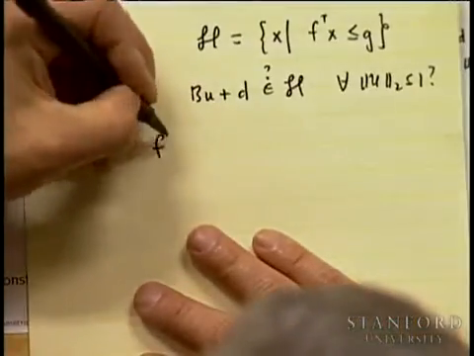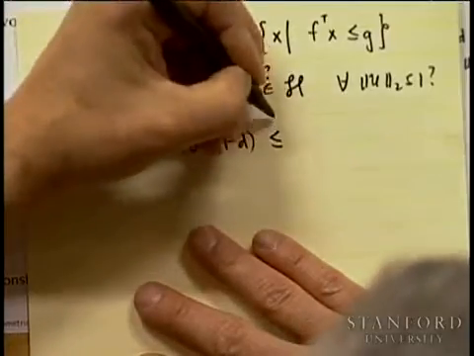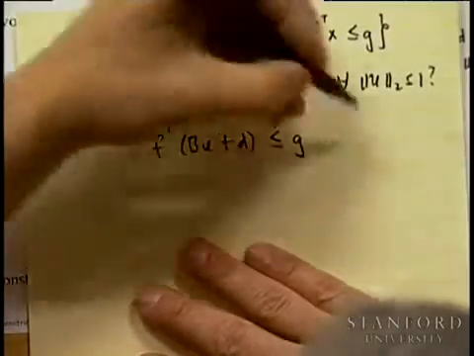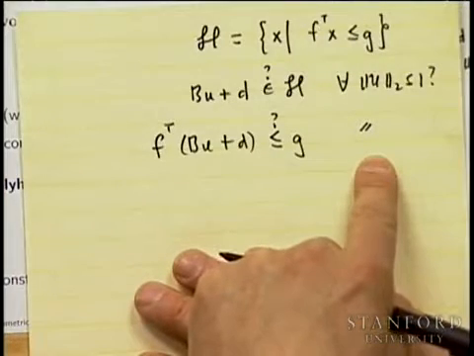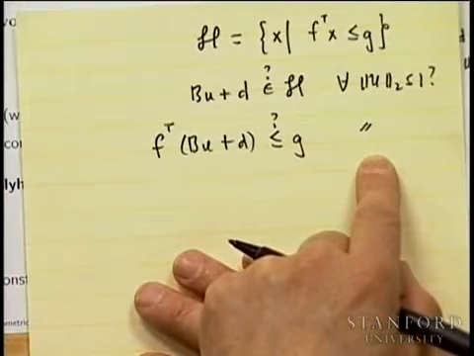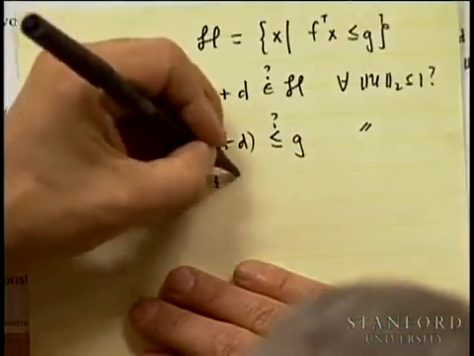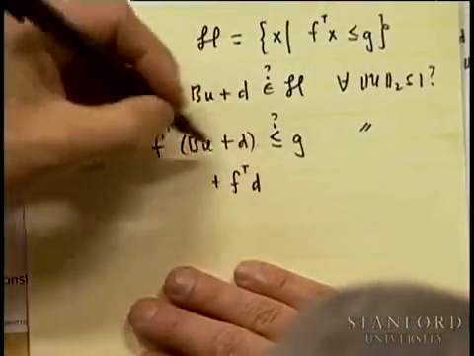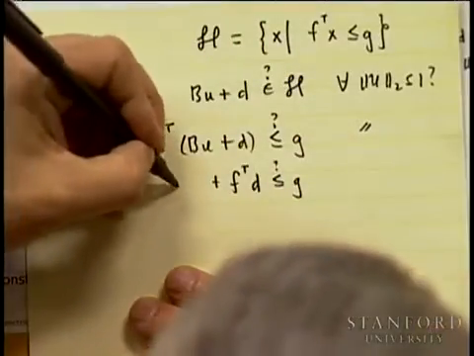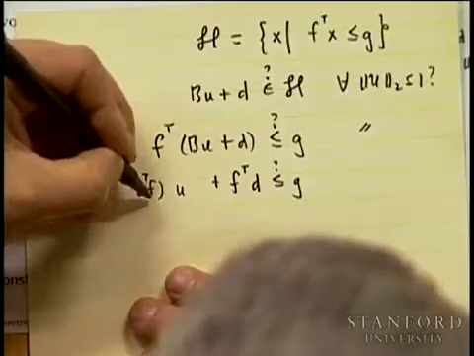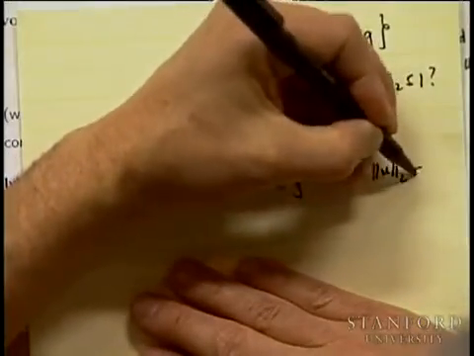The question is whether F transpose BU plus D is less than or equal to G, with a question mark, for all U norm less than 1. Everyone agree? Now, by the way, we're focusing on this as a function of B and D. We're getting there. Now, the second term is F transpose D, and has nothing to do with U. And here, I'm going to write this in a different way. I'm going to write this as B transpose F transpose U. And this should be true for all norm U less than 1.